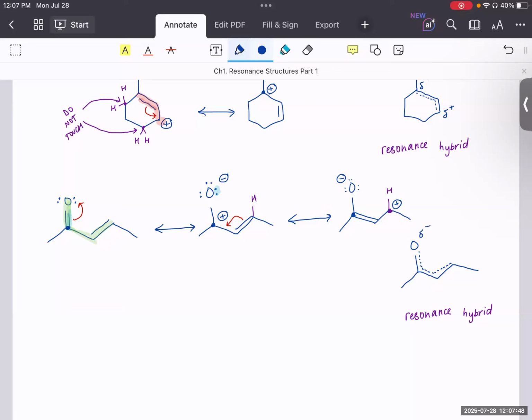So that oxygen has a partial negative charge. This carbon right here has a partial positive charge, and this carbon on the end also has a partial positive charge. And we're just matching any sort of charges that we saw in the resonance structures. So this one comes from this positive charge right here.